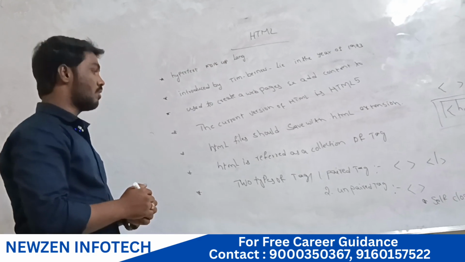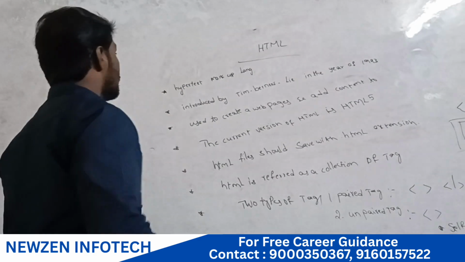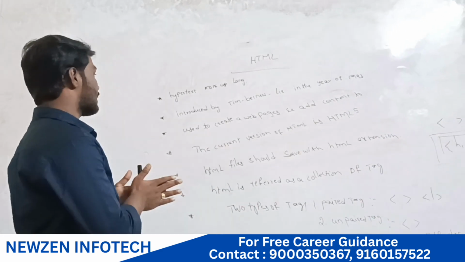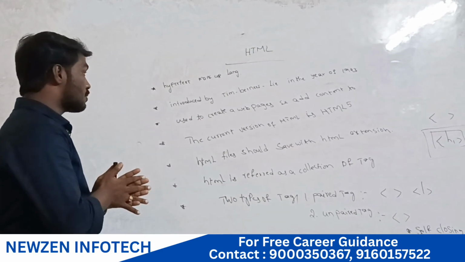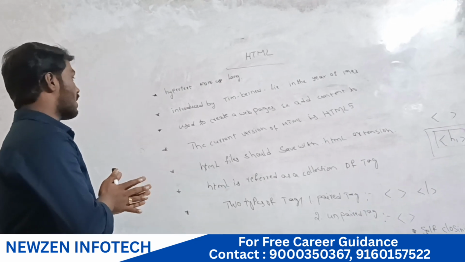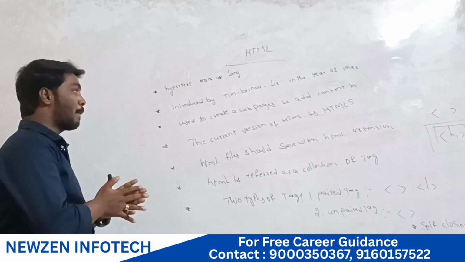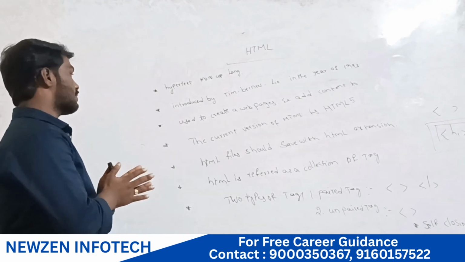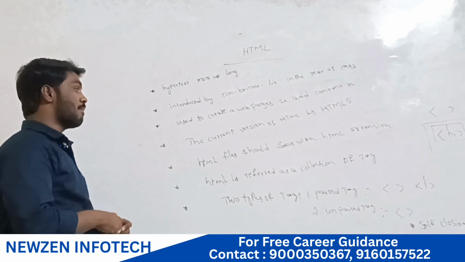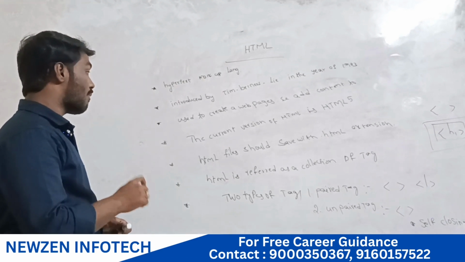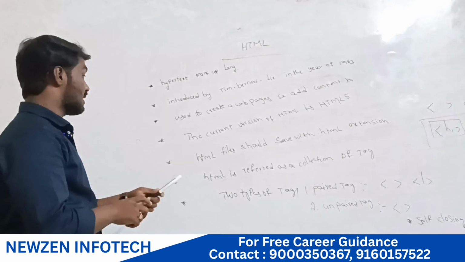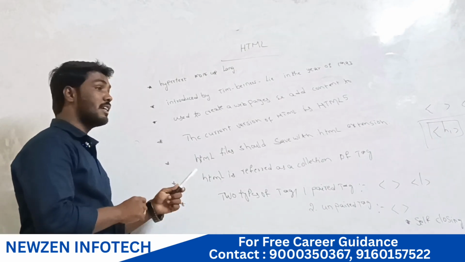First of all, what is HTML? HTML stands for Hypertext Markup Language. It was introduced by Tim Berners-Lee in 1993. HTML is used to create web pages and add content to them. The current version is HTML5, and an HTML file should be saved with the .html extension. HTML is referred to as a collection of tags.